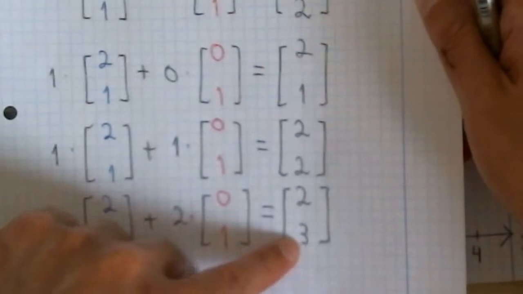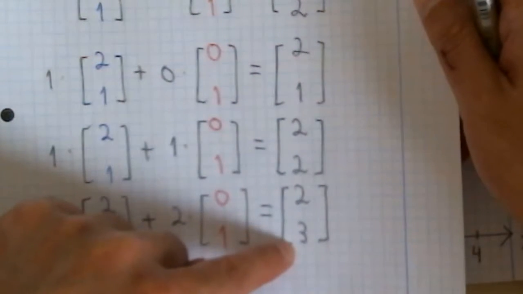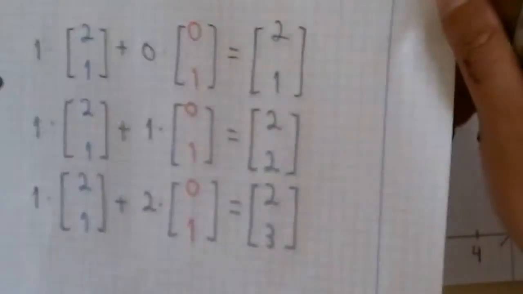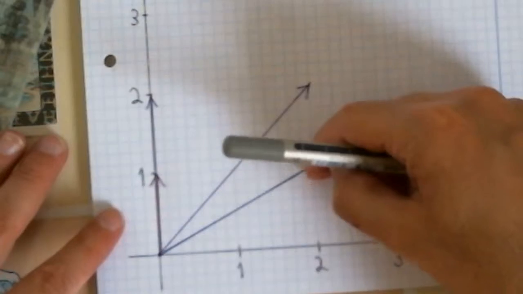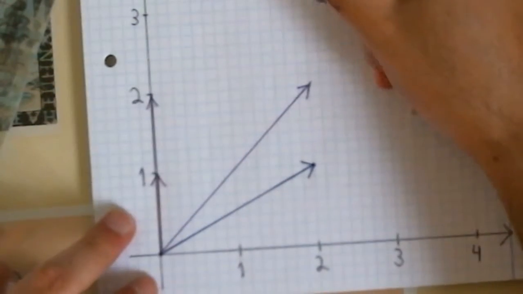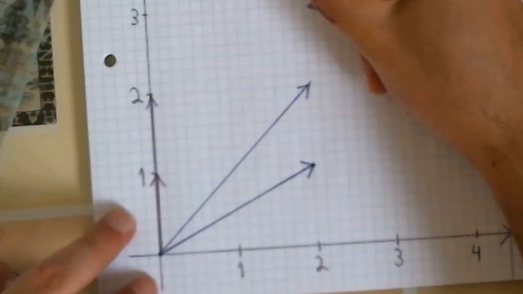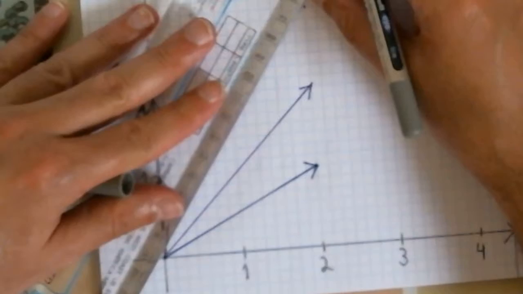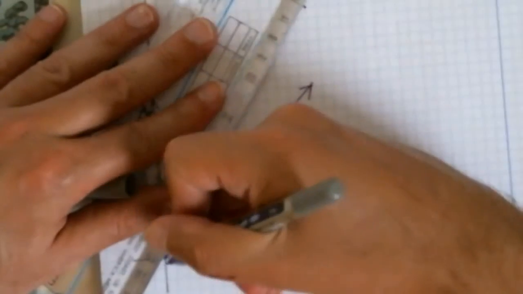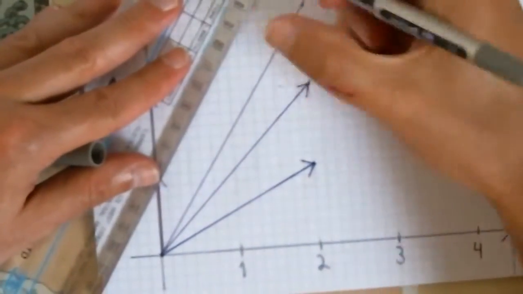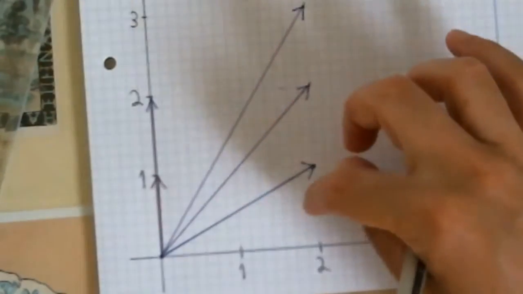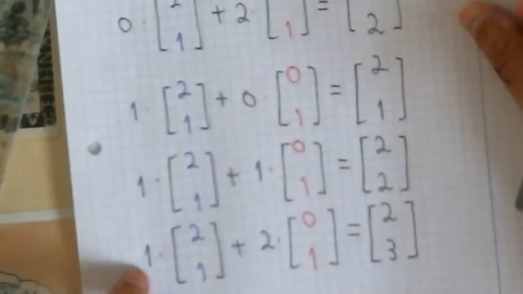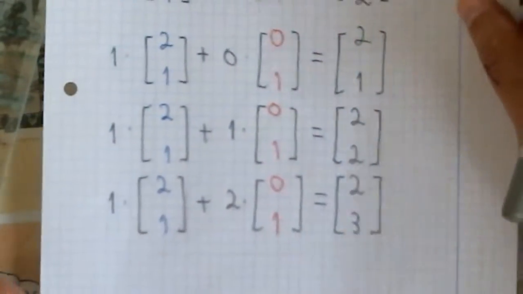Now 2 and 3, so 2 in the positive x direction, and 3 in the positive y direction. So it's 2 and 3. 3 would be here. Okay, this is what happens if we take 1 times the blue vector and 2 times the red vector. Okay, 1 times the blue vector and 2 times the red vector.